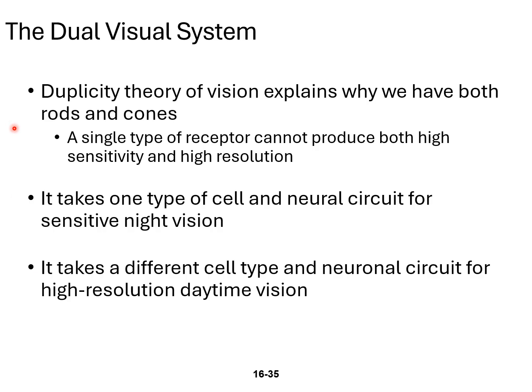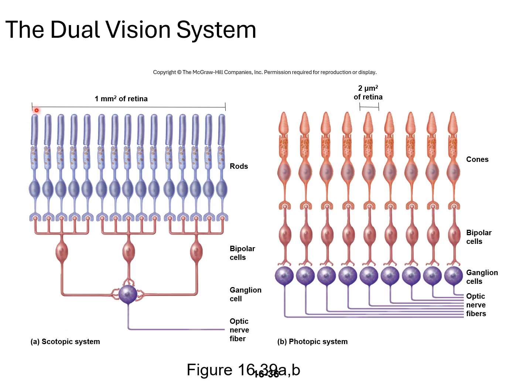So, dual vision. This is another reason why it's very confusing. The duplicity theory of vision explains why we have both rods and cones. A single type of receptor cannot produce both high sensitivity and high resolution. It takes one type of cell and neural circuit for sensitive night vision. It takes a different cell type and neuronal circuit for high resolution, or photopic daytime vision. So let's look.